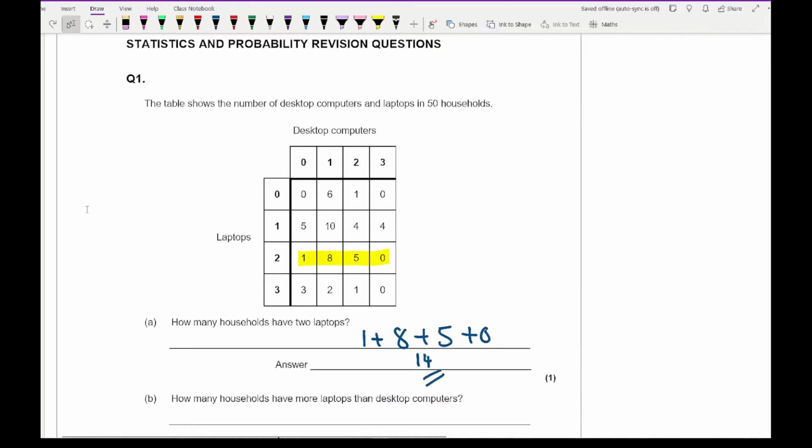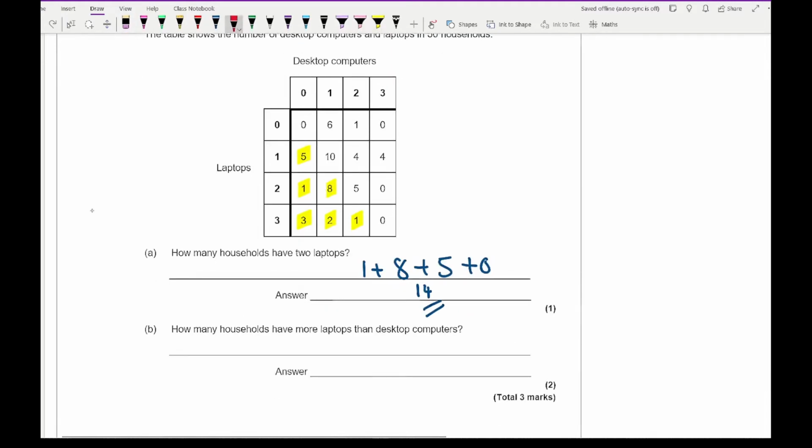It then says how many households have more laptops than desktop computers. So if I just get rid of that yellow highlighting, what we need to look at is where the laptop number is greater than the desktop computer number, and that's going to be these numbers here. So all I then need to do is add those 6 numbers together. So if I do just that, I've got 5 plus 1 plus 8 plus 3 plus 2 plus 1, and again they could be added up in any order, but you should have a final answer of 20.